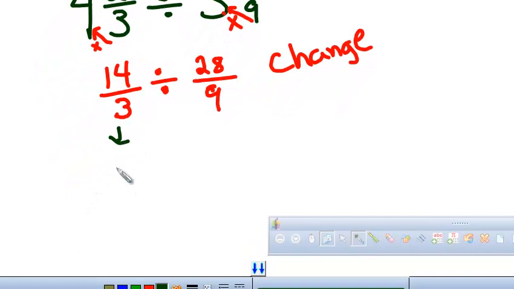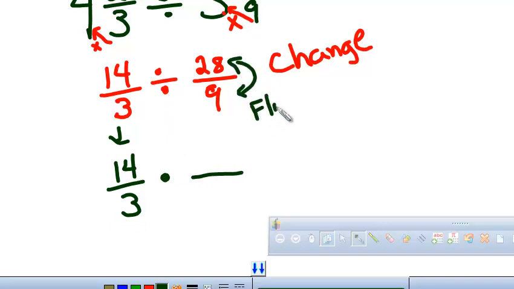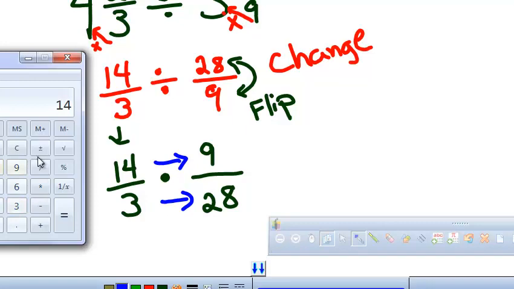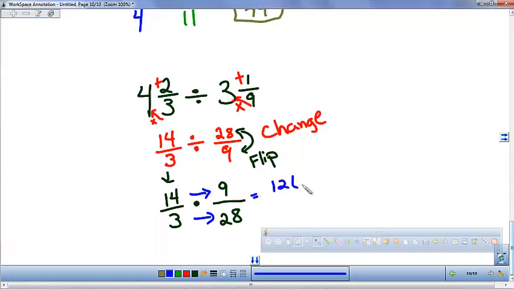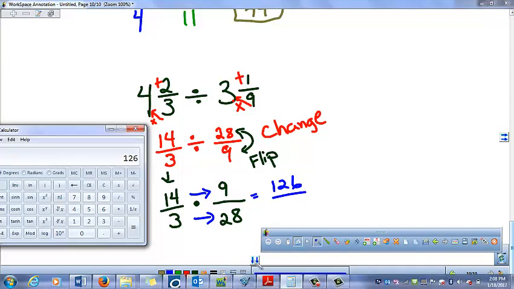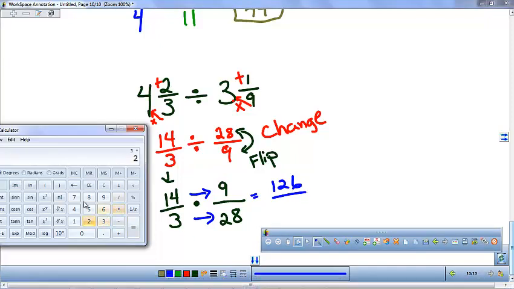Now we copy the first one. It becomes multiply. And this one I have to flip. So you're going to flip this. So it's 9 over 28. And now we're going to multiply across, but I need my calculator. So 14 times 9 is 126. And 3 times 28 is 84.